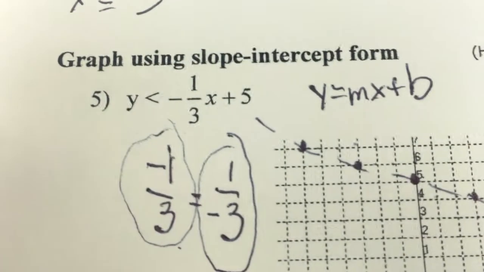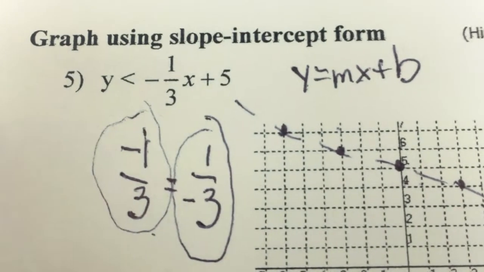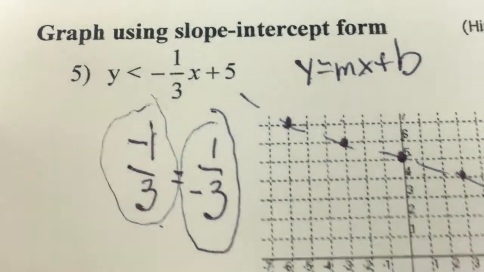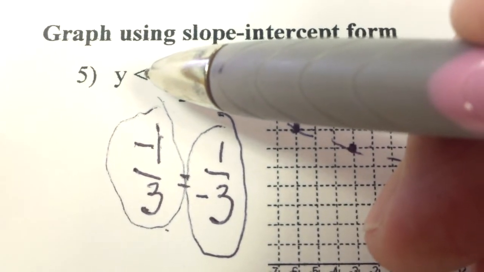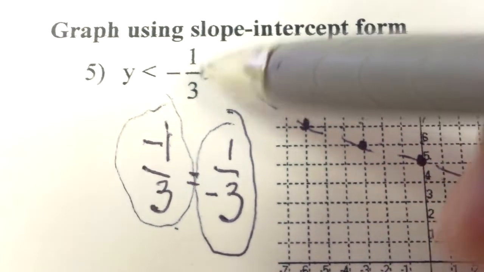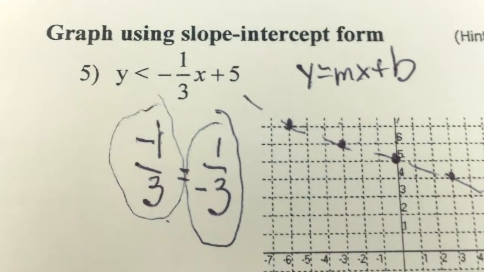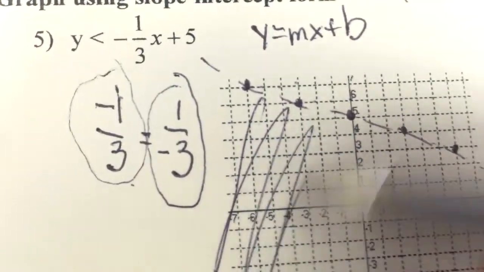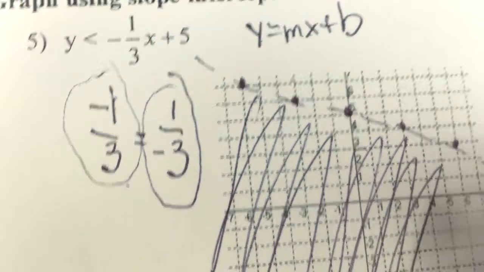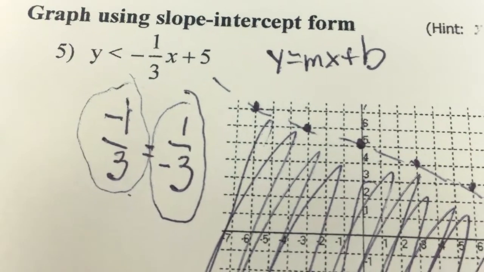Now, do I shade above or below the line? Well, it's less than, so I should shade below the line, and it's in slope-intercept form, so that's good, because above the line and below the line works when it's in slope-intercept form. So less than is below the line. We're good. We just shaded our inequality. We're totally good.